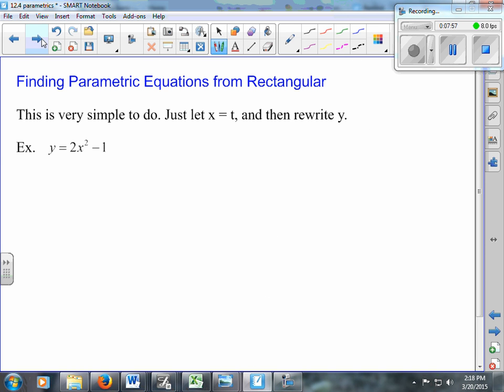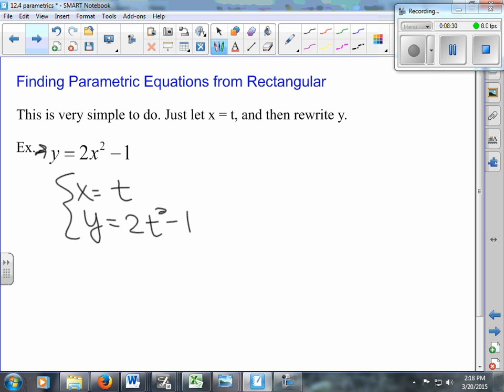Okay, so now let's go the other way. Now that we know we have parametric equations, how can I take a boring old regular rectangular equation where y is a function of x and get this into parametric mode? Well, it's really, really simple and a little silly. But all you want to do is let x be t. And then once x is t, you're going to let y, you know that y will have to be 2t squared minus 1 in this case. That's it. That's all there is to it.